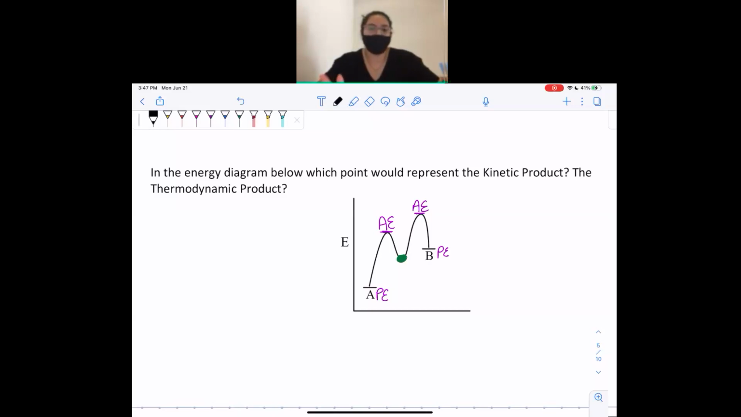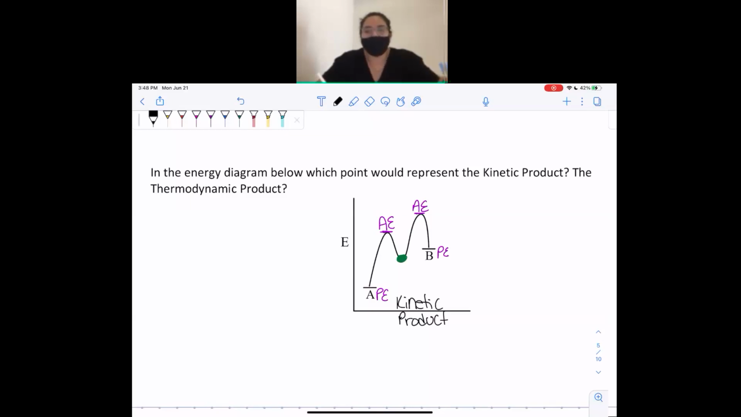And you can just tell me higher or lower, and then activation energy or potential energy. Oh yeah, so everyone said lowest activation energy. I agree. So A or B, which one has the lowest activation energy? A, awesome. So we know that A is our kinetic product.